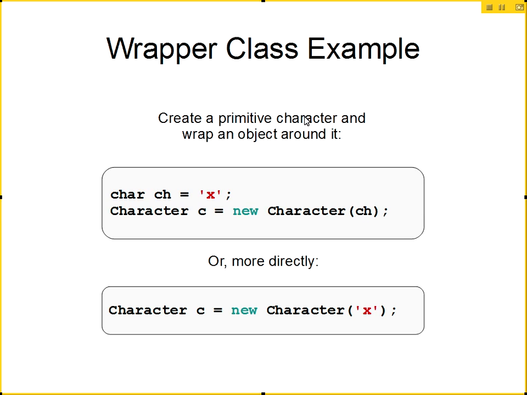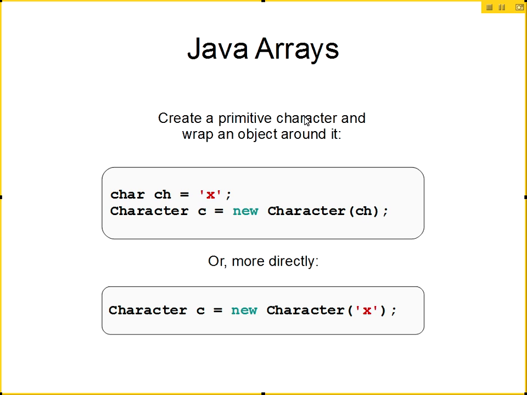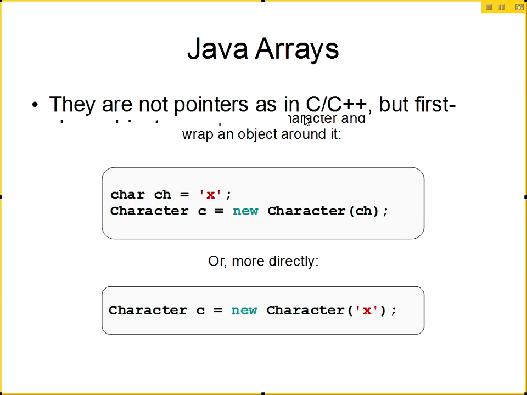We've got arrays in Java. They are first-class objects. When you create an array, it is an object that's being created, and there are array methods and fields that you can access on any created array.